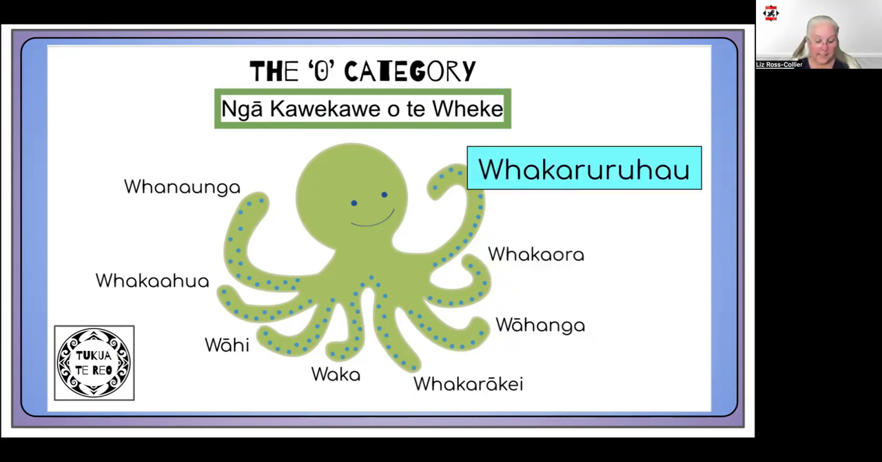The last of the 8 tentacles is whakaruruhau, which relates to shelter. This can include anything that gives us shelter, like a house, but it can also refer to things like an umbrella or a tent. Some examples of this: tōku whare, my house, nōku tēnei whare, this house is mine.